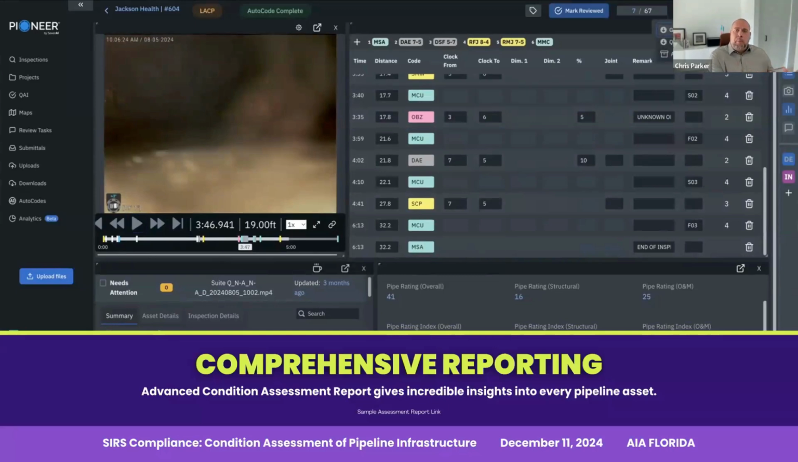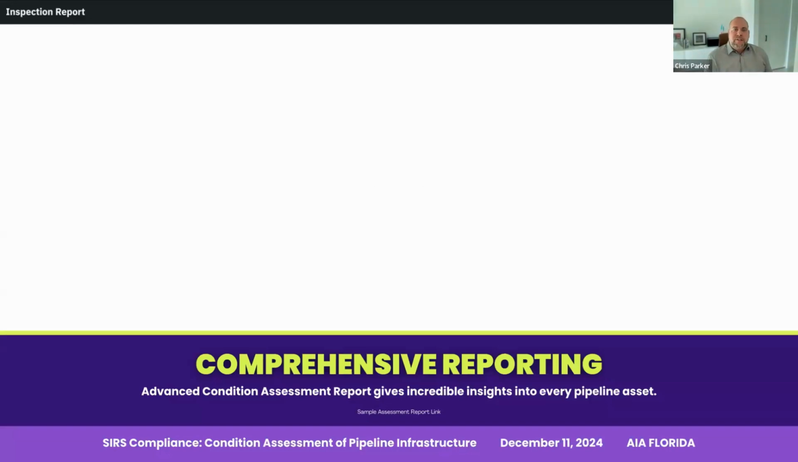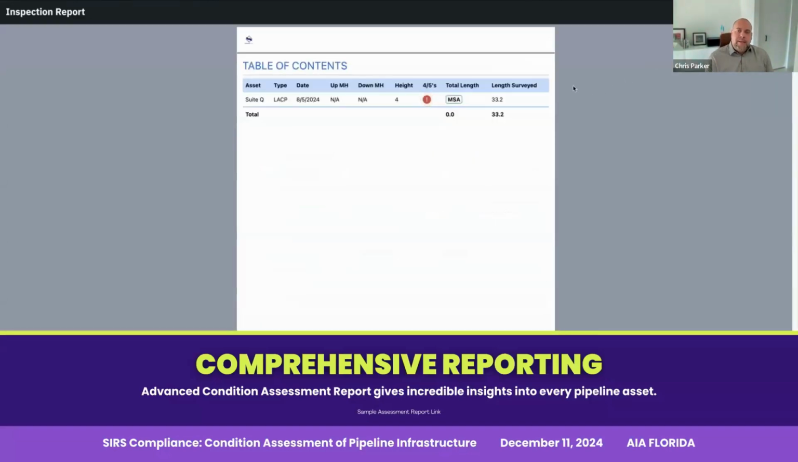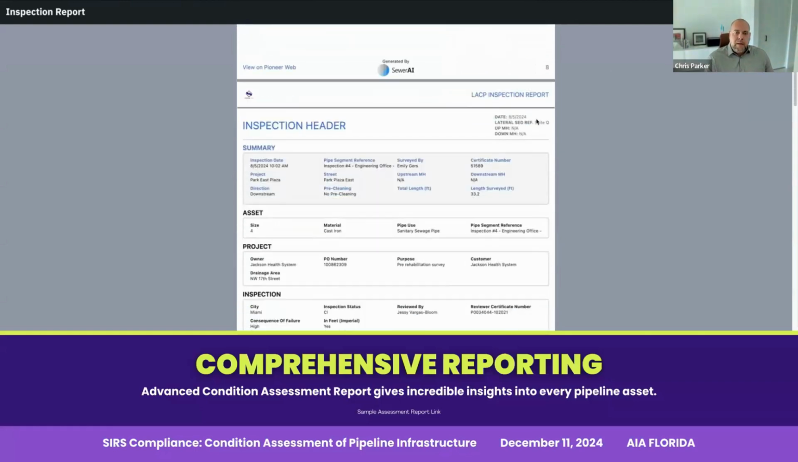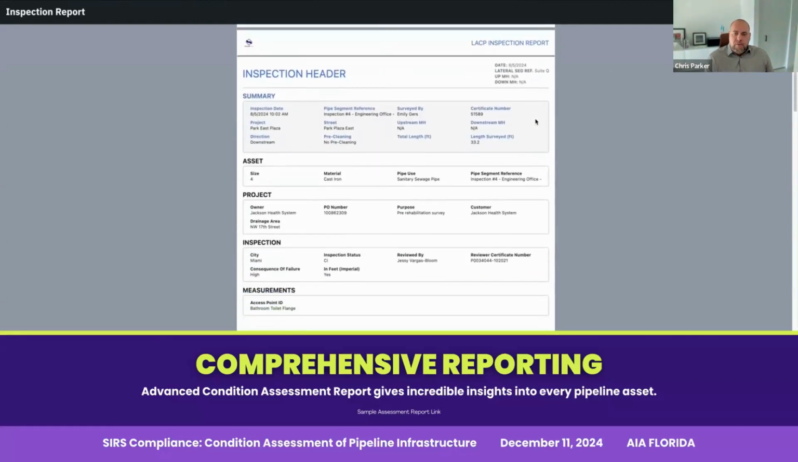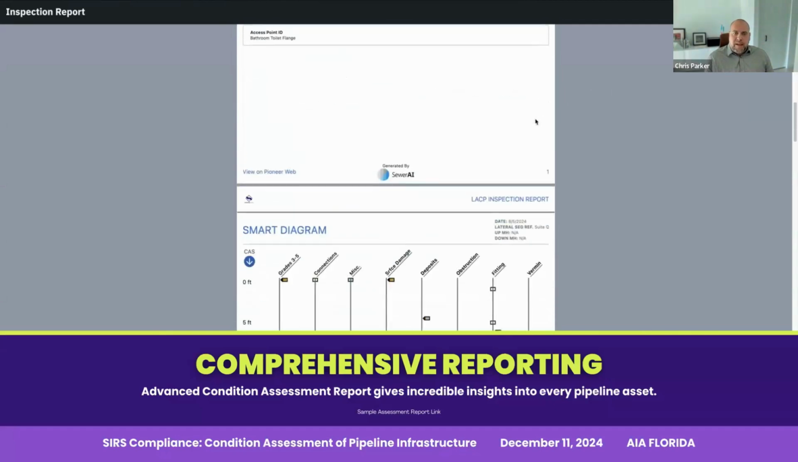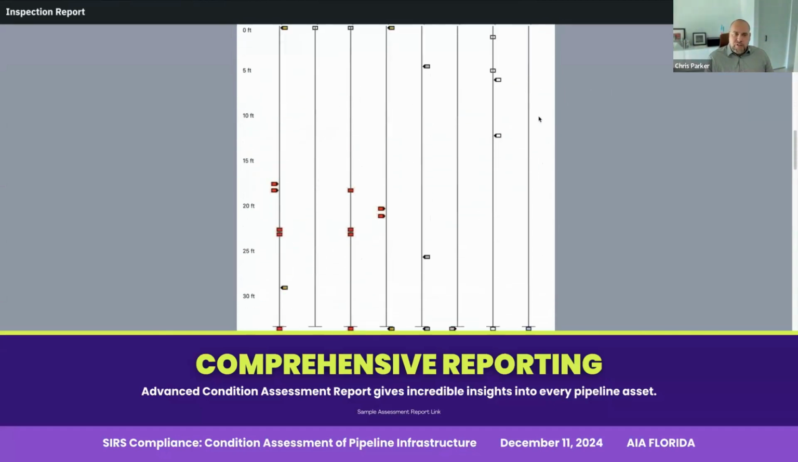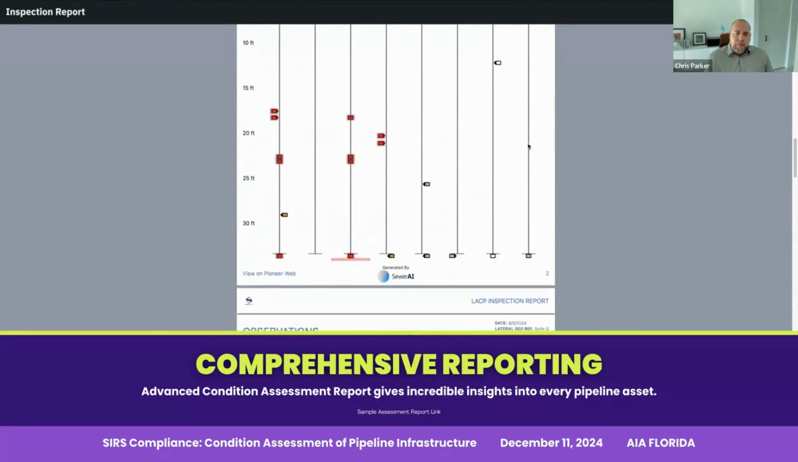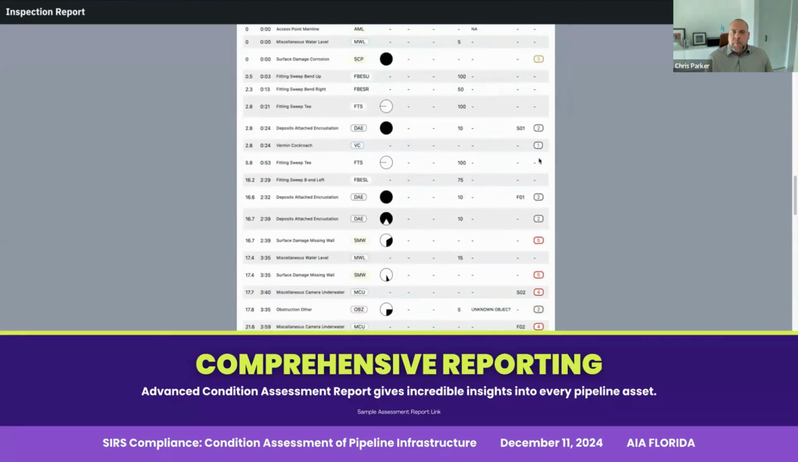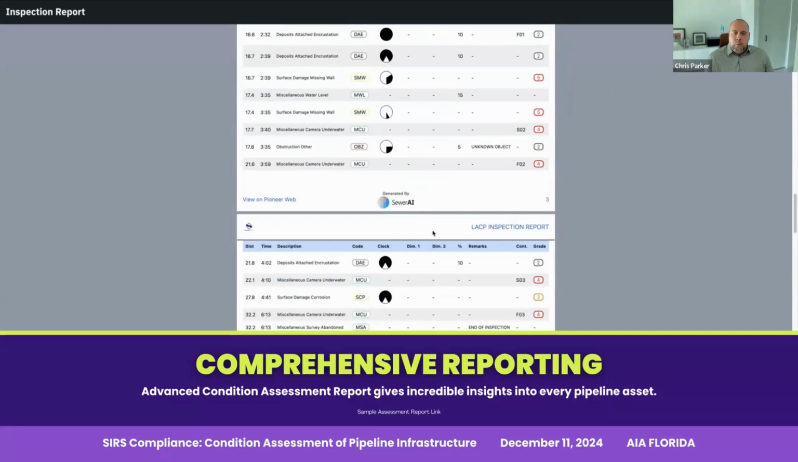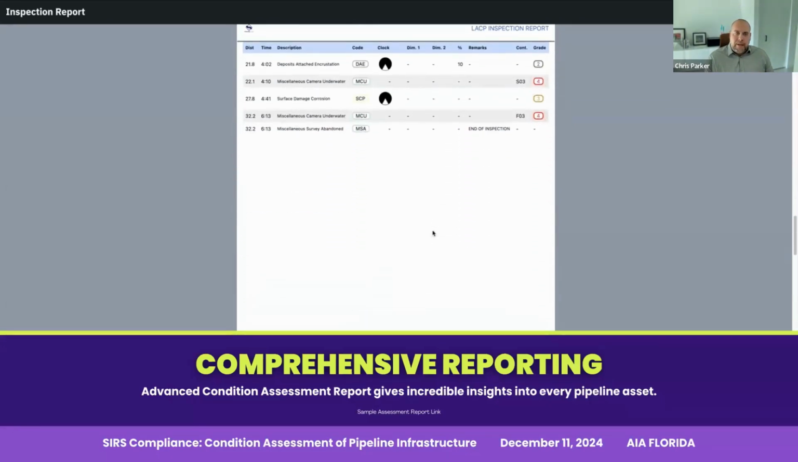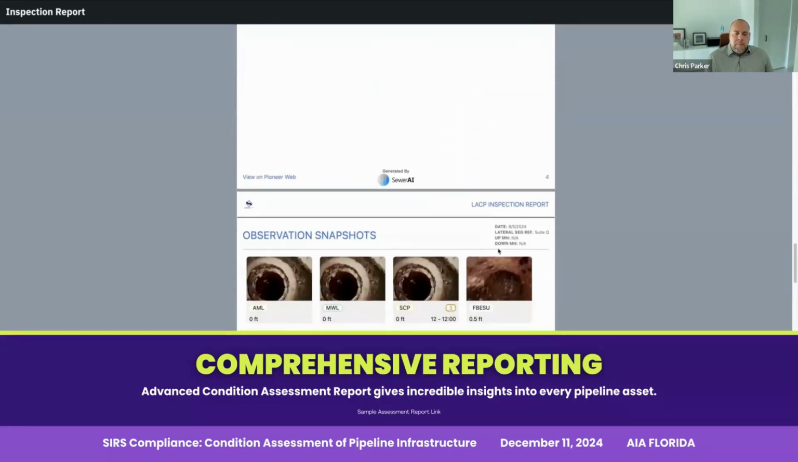So this should all be part of that eventual SEERS assessment, because you're going to get a nice comprehensive report like this. It's going to show you the total length surveyed. It's going to show you all of the details about that pipe, what the size was, where the observations fell in alignment. You see the blinking red there. Those are going to be the most severe observations. And it shows you every potential failure point, again, within every single pipeline asset. There's no guesswork about it.